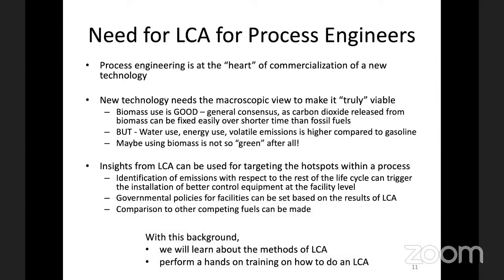With this background, we will now be learning about the methods of life cycle assessment and performing hands-on training of how to do an LCA. I'm not going to go into the training part because it is pretty self-explanatory. I would like to concentrate on the methods and let you use that for the hands-on training.